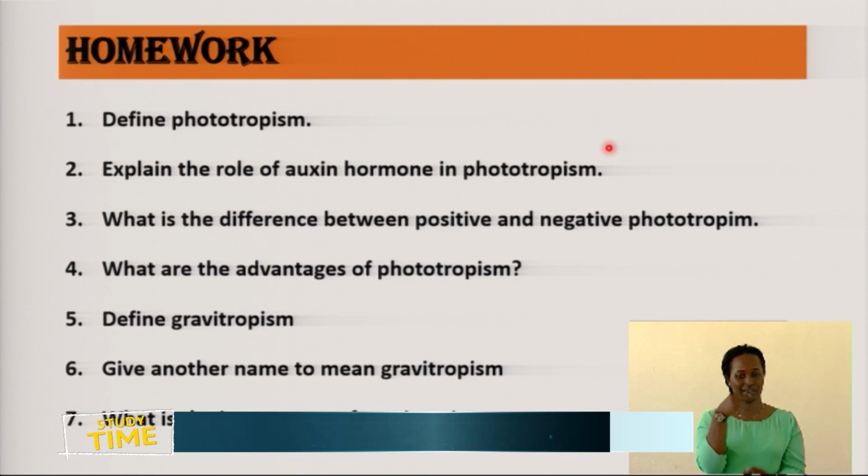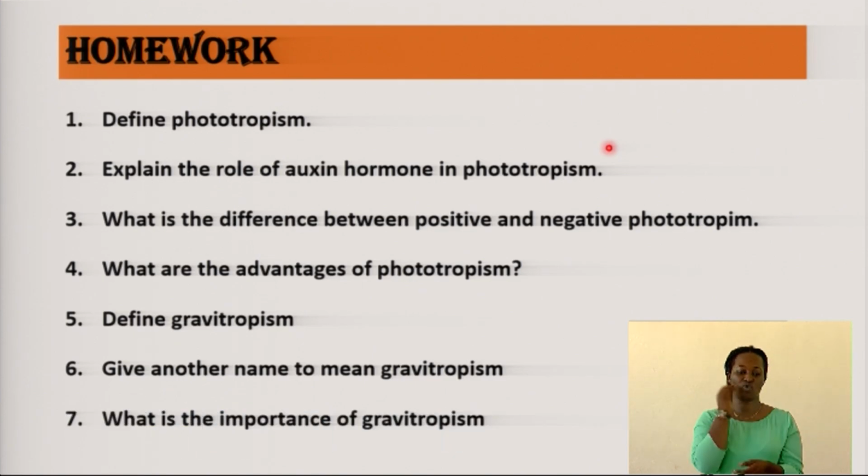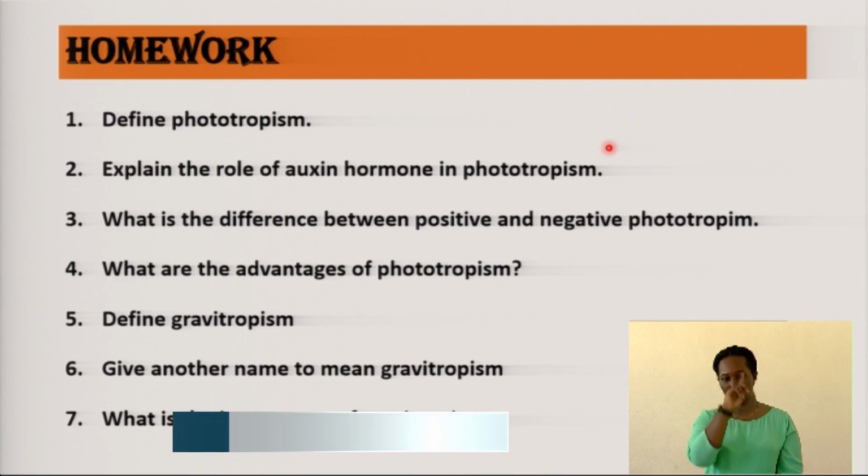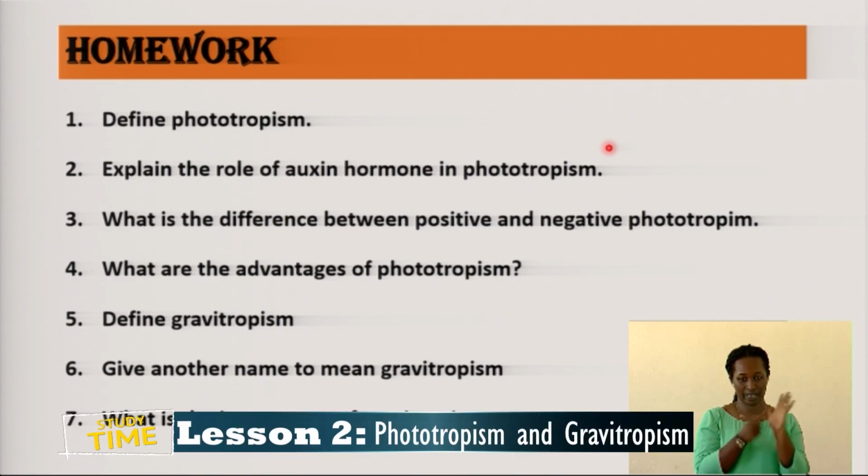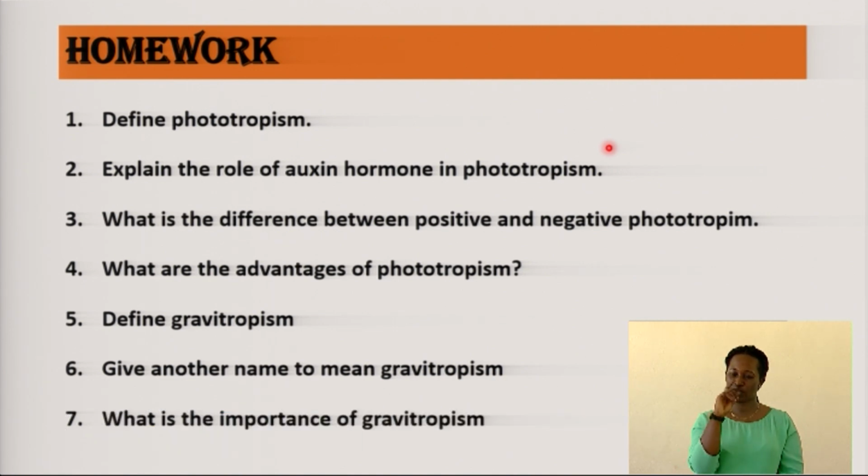Allow me to give you homework to test your level of understanding. Question number 1, define phototropism. Question number 2, explain the role of auxin hormone in phototropism. Question number 3, what is the difference between positive and negative phototropism? Question number 4, what are the advantages of phototropism? Question number 5, define gravitropism. Number 6, give another name for gravitropism. Last question, what is the importance of gravitropism?